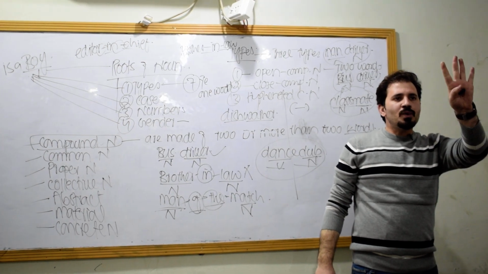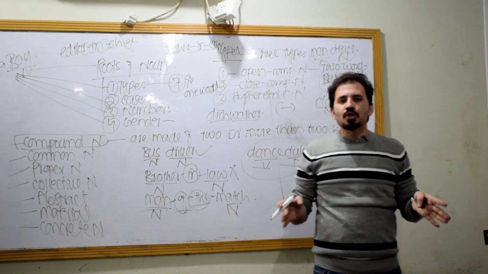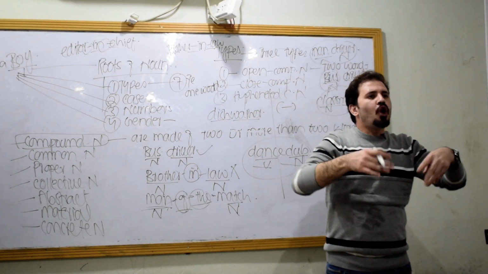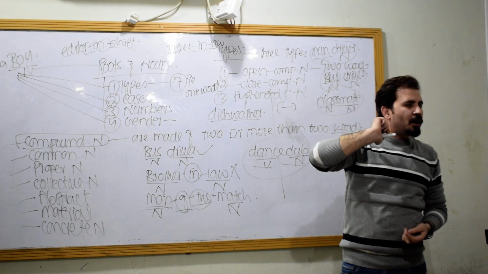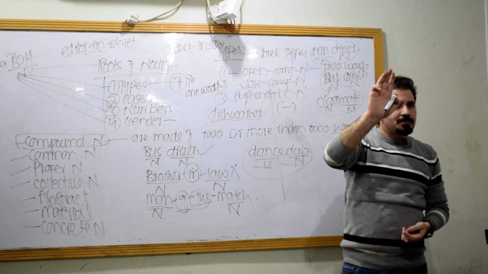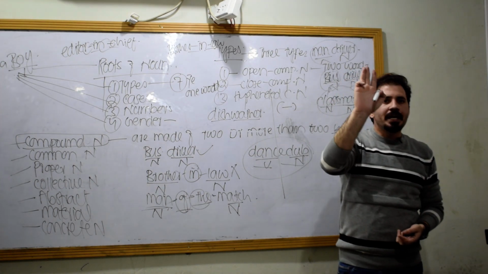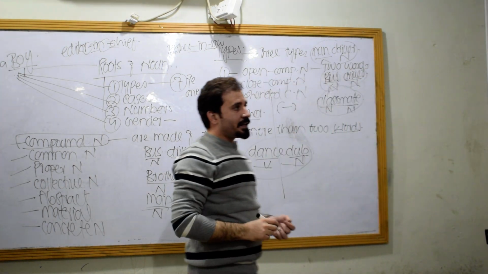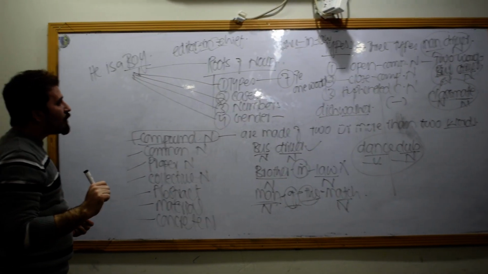So compound noun is what? First of all, we talked about the definition of a compound noun. Compound nouns are those nouns that are made of two or more than two words. Very good. Then we talked about the types of compound noun. How many types do we have? Three types. Number one, open compound noun, closed compound noun, and the third one? Very good. Excellent.